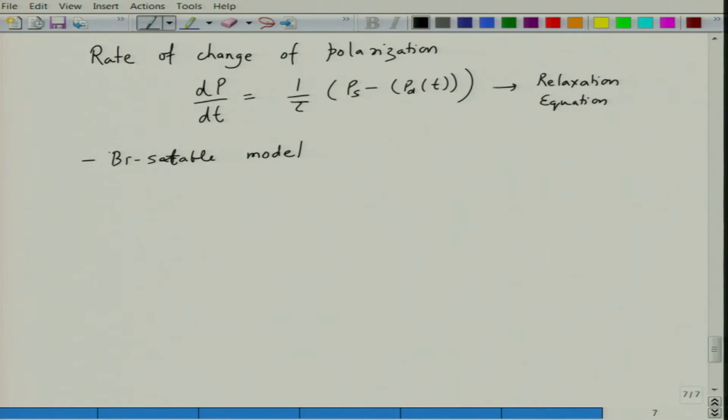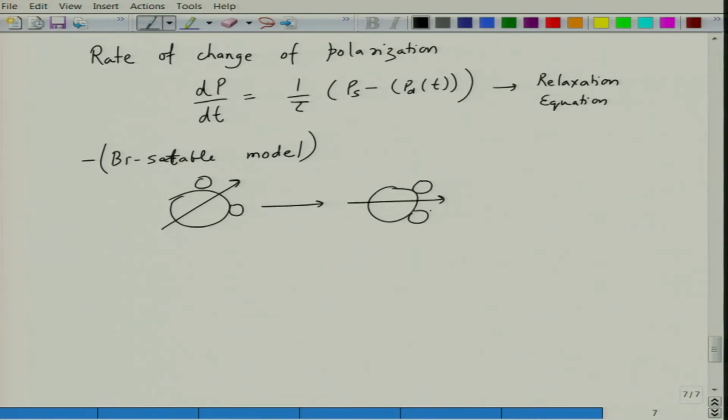Okay. So, basically what we are saying is that you have a charged dipole like this, whose orientation was like this, and now this charged dipole changes its orientation. So, this is position 1, this is position 2. Okay. So, let us say I make it a little colored just for the sake of illustration. And this is where you apply the electric field.